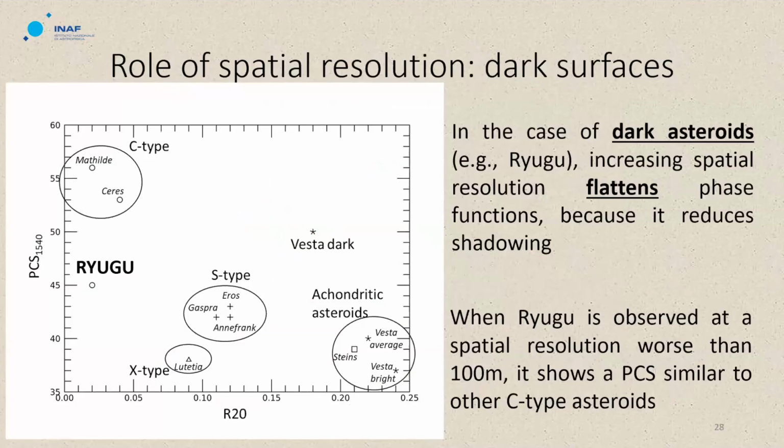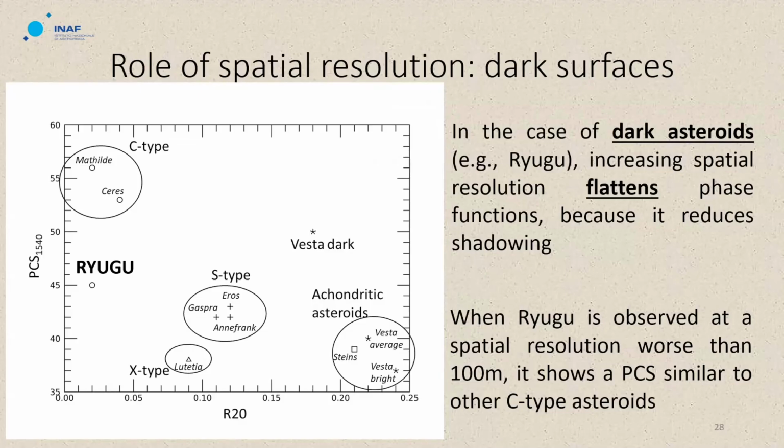The reverse behavior is observed for dark surfaces. We were surprised when we saw that Ryugu has a phase function flatter than other C-type asteroids. But Ryugu is observed at better spatial resolution, a few meters of spatial resolution. And in this case, we have the reverse behavior because in dark surfaces, phase function is affected by shadowing.